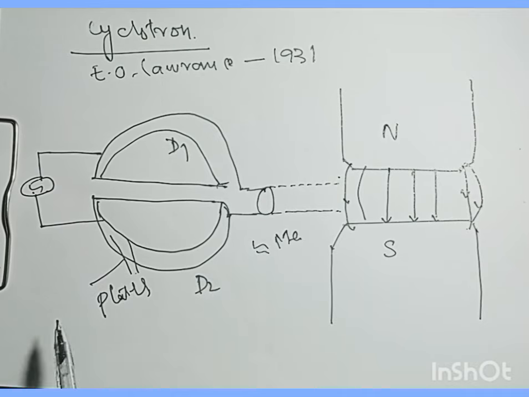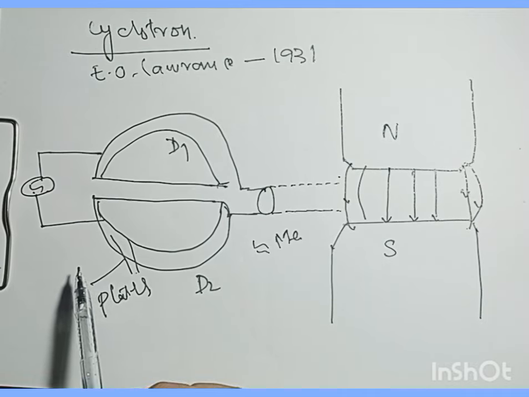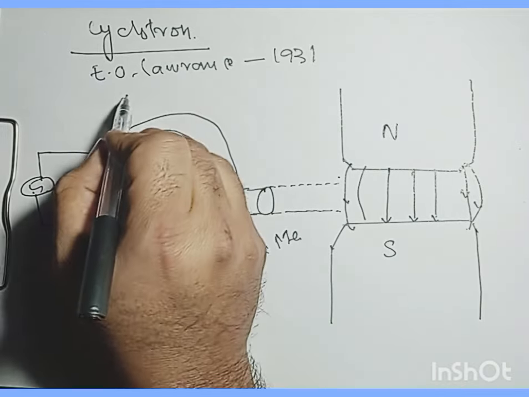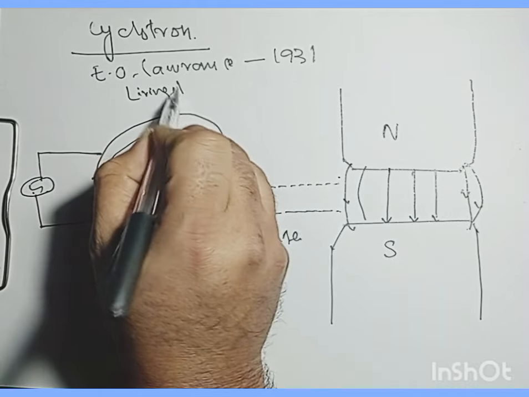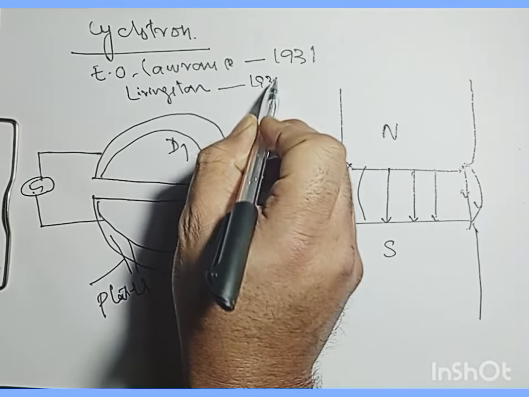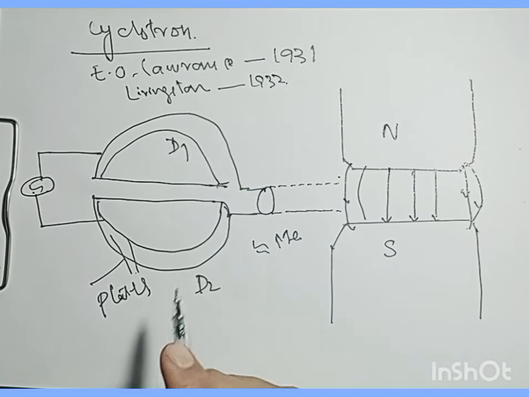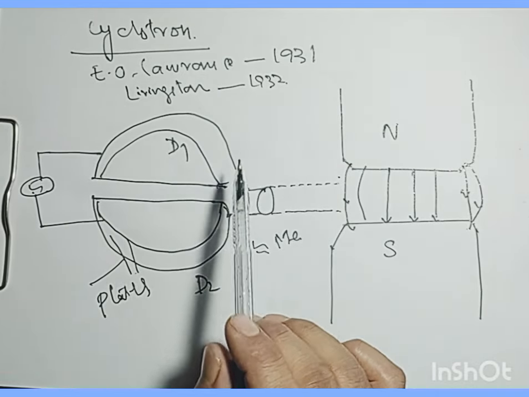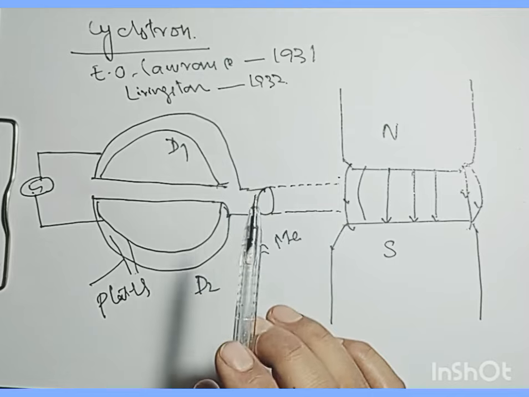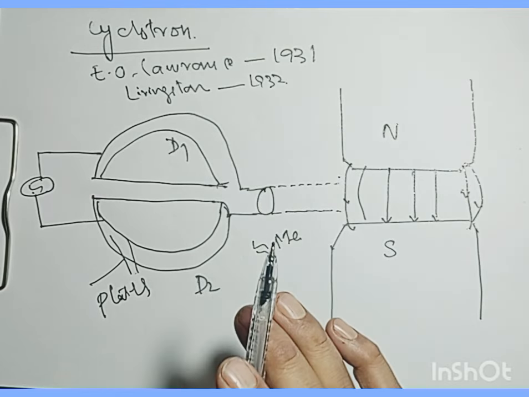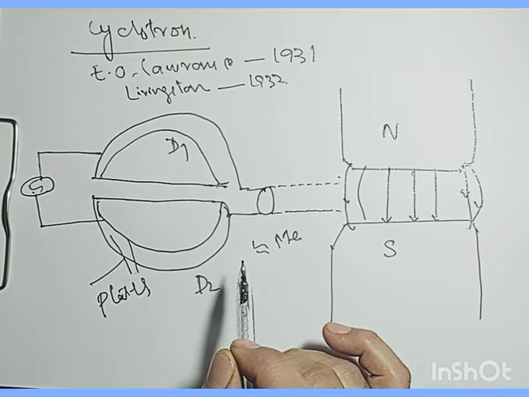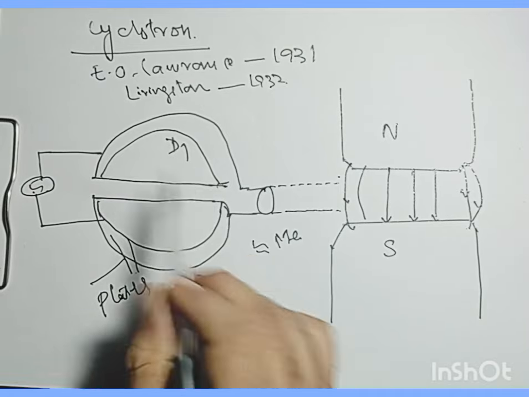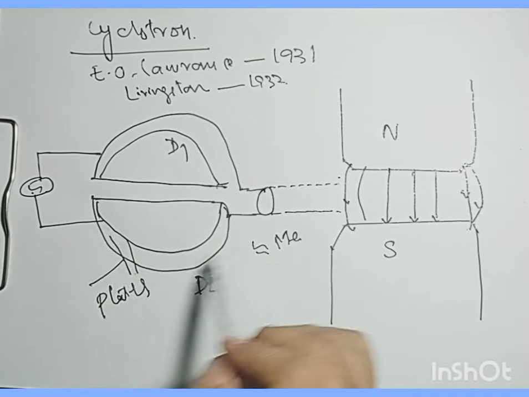Now, this concept was introduced by Lawrence in 1930 and was tested experimentally by Livingston in 1932. And Professor Lawrence was awarded the Nobel Prize in Physics in recognition of this achievement. The machine was first named the Magnetic Resonance Accelerator, and was later given the concise name cyclotron due to the quasi-circular path of the ions inside these Ds.